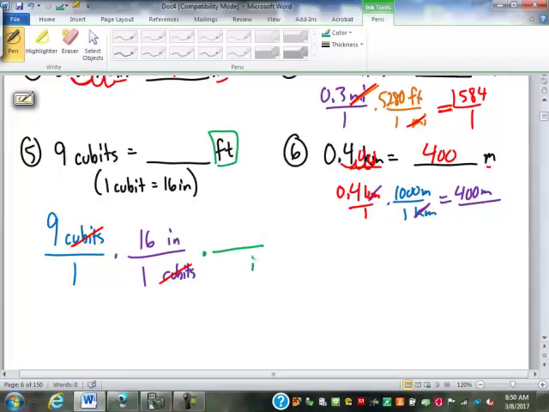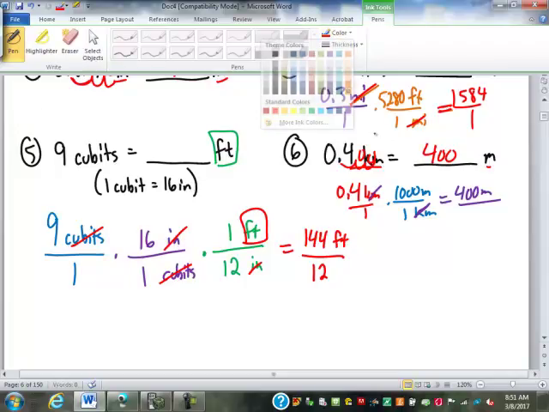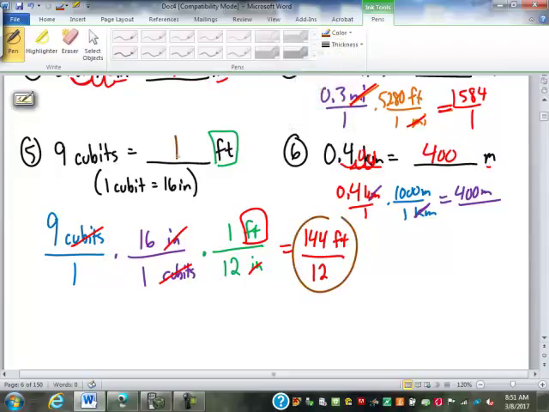So what's the relationship between inches and feet? 1 foot is 12 inches. So now the inches are gone. Our units are feet. That's what we want. So on top, 9 times 16 is 144, times 1 foot is 144 feet. Bottom, 1 times 1 times 12 is 12. You divide out. 144 divided by 12 is 12 feet. So 9 cubits is 12 feet.